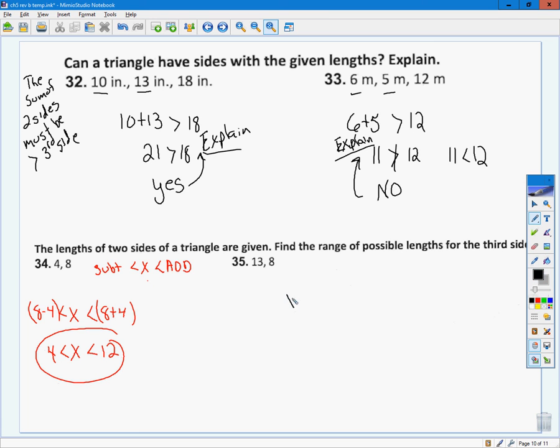Same thing here. X has got to be greater than 13 minus 8, but x has to be less than 13 plus 8. 13 minus 8 is 5. 13 plus 8 is 21. So x has to be larger than 5, but smaller than 21.